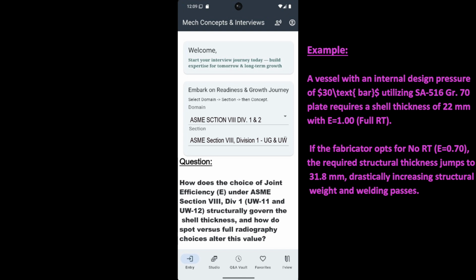Please do. Consider a vessel with an internal design pressure of 30 bar, utilizing standard SA-516 grade 70 carbon steel plate. If you pay for an E of 1.00 with full radiography, it requires a structural shell thickness of 22 millimeters. Okay, 22 millimeters. And if the fabricator gets cheap and opts for no radiography to save inspection time, then E plummets to 0.70, and your required structural thickness instantly jumps from 22 millimeters to 31.8 millimeters.